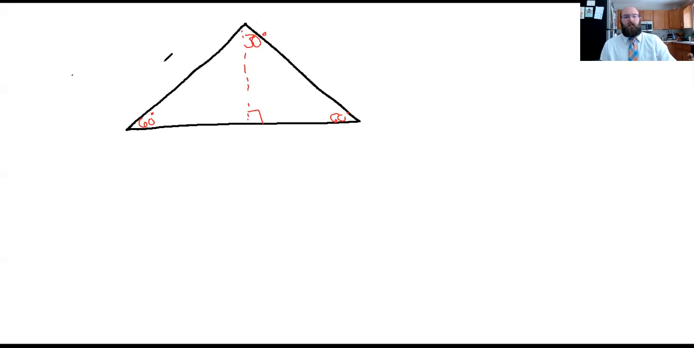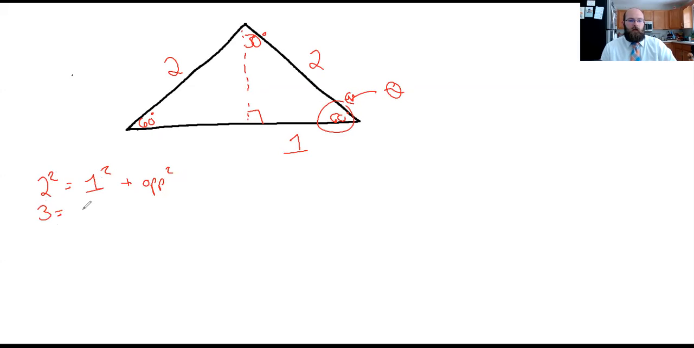And let us say that each side length was 2. So this is still a 2. That means this side down here is 1. And I have to use the Pythagorean Theorem to find my missing chunk there, right? So I have 2 squared equals 1 squared plus, let's do things in reference to the 60-degree angle right now. That's what my theta is going to be. So I'm going to write opposite leg squared. So 1 squared is just 1, 2 squared is 4. So I get 3 equals opposite leg squared. If I square root both sides, I have square root of 3 equals opposite. So in here, square root of 3 for my opposite leg.